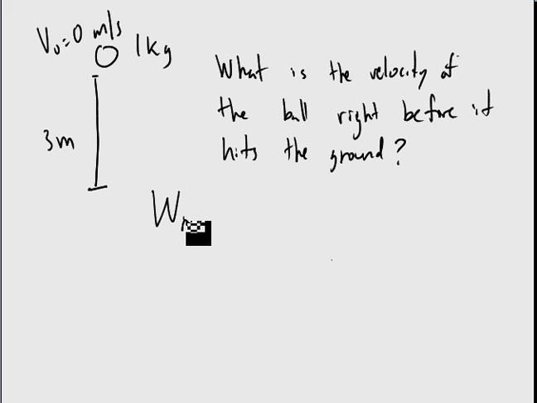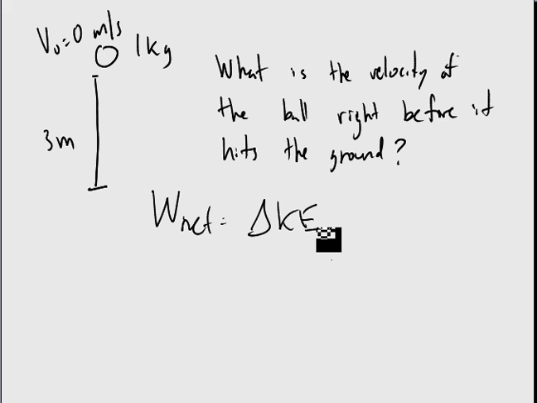So the important thing to see here is that if we find the net work done on the ball, we'll know how much its kinetic energy changed. And we know how much kinetic energy it started with, so we'll be able to go backwards and figure out how much it ended with. Once we have the final kinetic energy, we can use that to solve for the velocity.